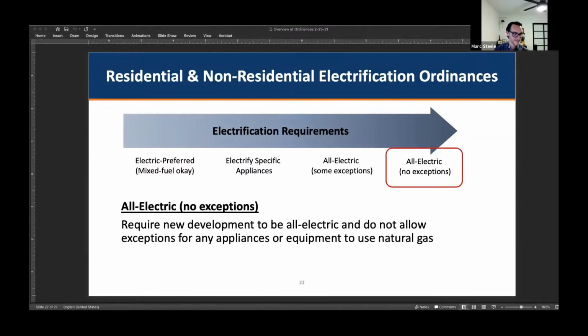And at the far left of the spectrum are going to be all electric requirements that do not allow for any exemptions for any end use type. However, again, there may be some ordinances that exempt certain occupancy types, such as emergency or research facilities where natural gas may be imperative to operation. And using this all-electric approach includes both all-electric reach codes, like a local ordinance or what the City of Encinitas is looking to develop, and natural gas bans that have been enacted by a local city.